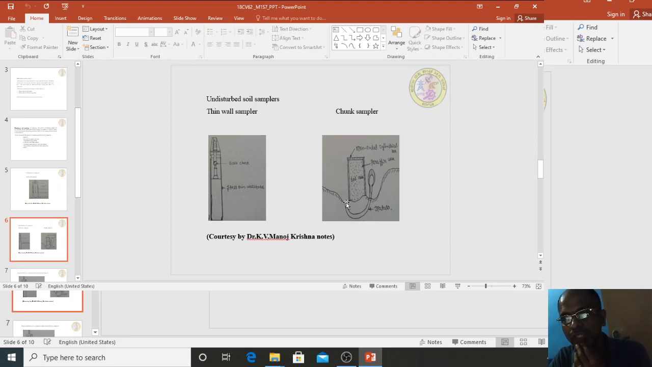Then you remove this box and extract the core from this sample, and that sample is called a chunk sample. Chunk means it is a mass chunk sample. That sample also has minimum disturbance, therefore we can expect an undisturbed sample by using this technique.